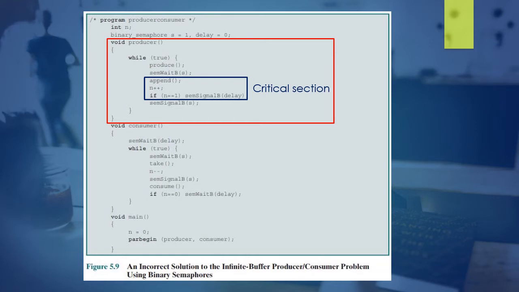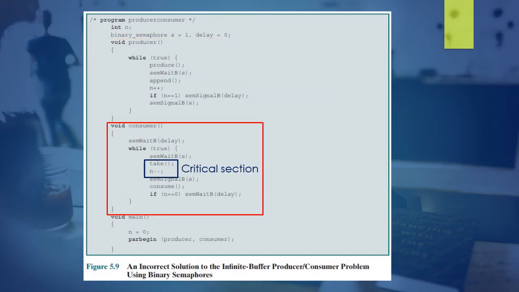The producer produces an item, acquires mutual exclusion on n and the shared buffer by calling SemWaitB on S, appends this item in the buffer and increments n. If n is 1, this is the only item available for consumption. Hence, there is a chance that the consumer has been waiting for it. So the producer issues a SemSignalB on delay. Moving out of the critical section, the producer issues a SemSignalB on S.